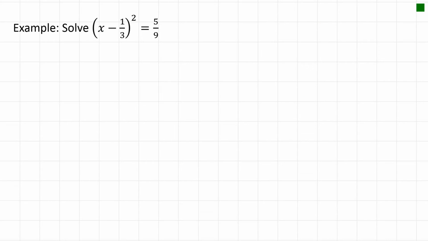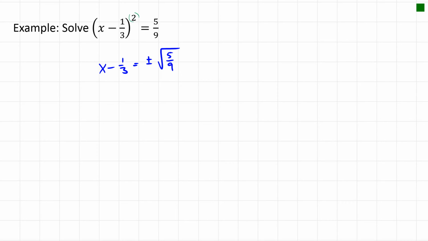Just because we get fractions in an equation, it doesn't change our method to solve it. Looking at this problem, we don't have a number in front of the brackets. So the thing that is the outer layer attached to the x is the squared. To deal with the squared, we're going to use that square root property, which is that if something squared equals 5 over 9, then x minus 1/3 is equal to the positive or negative square root of 5 over 9.